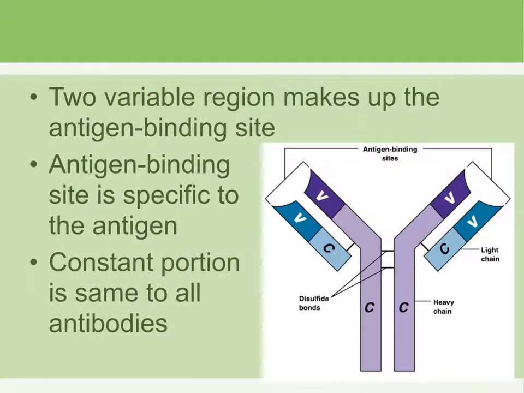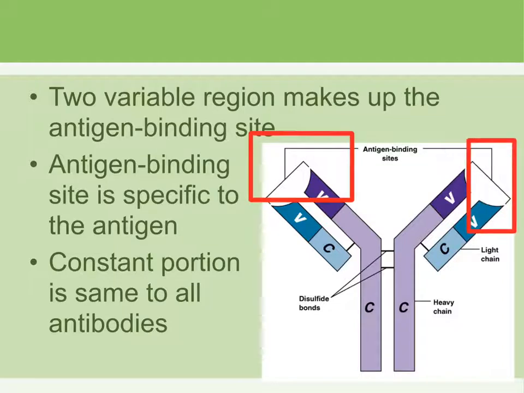The C in the diagram stands for constant. So those are variable. Obviously, it's called variable region because their shape in different antibodies are going to be different. Whereas the constant portion is going to be pretty much the same between all of the different antibodies or immunoglobulins.